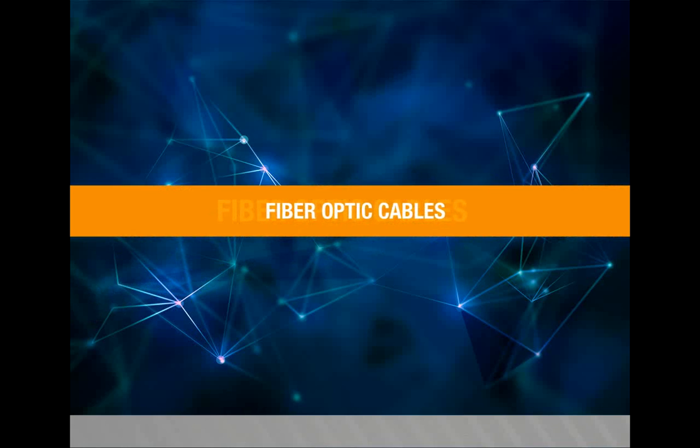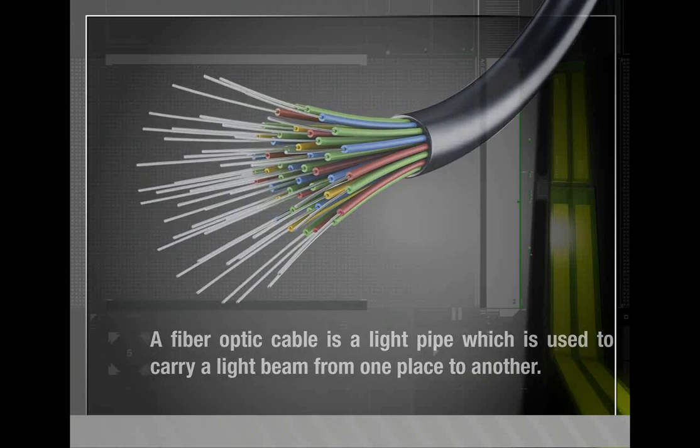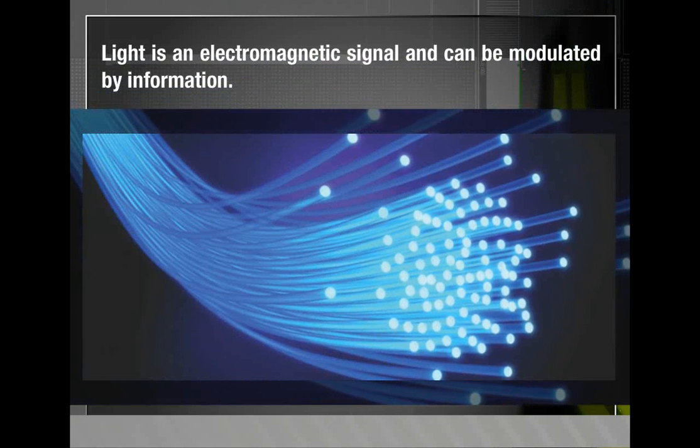Fiber optic cables. In this video, we are going to learn about fiber optic cables. A fiber optic cable is a light pipe which is used to carry a light beam from one place to another. Light is an electromagnetic signal and can be modulated by information.